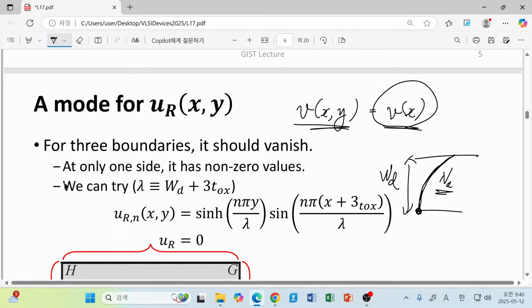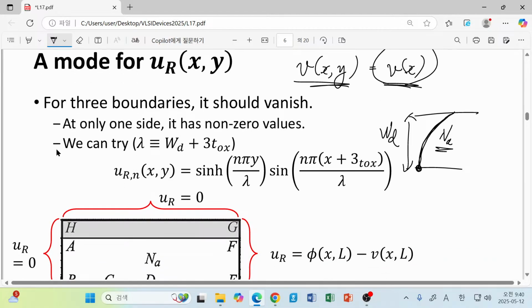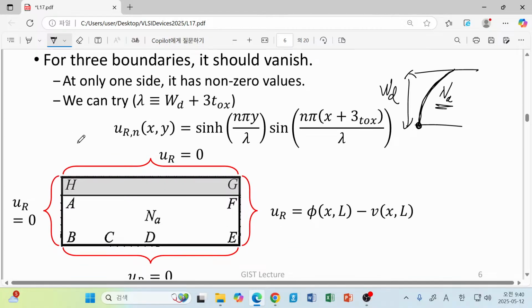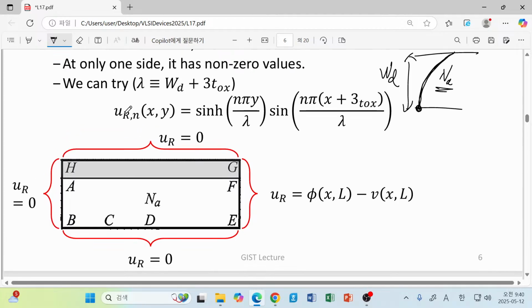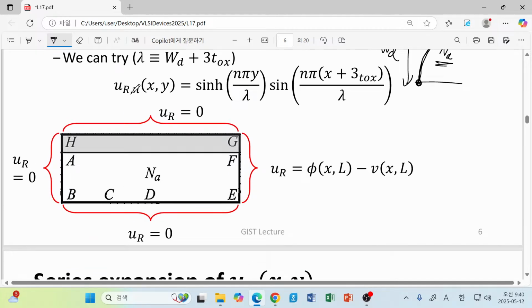Now we know V of X quite well, so that's the reason why in this slide we start from U sub R. So U sub R means that the function corresponding to this side is a U sub L, but now I'm talking about U sub R, which is corresponding to the drain related one. So please have a look at this one.